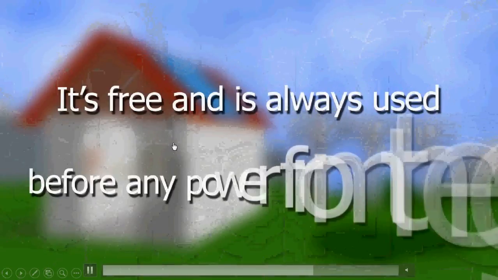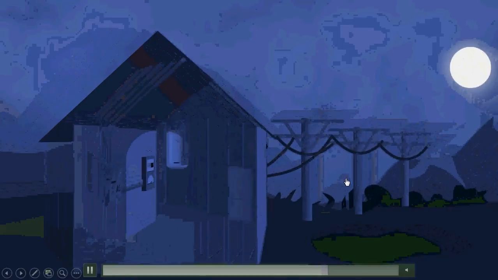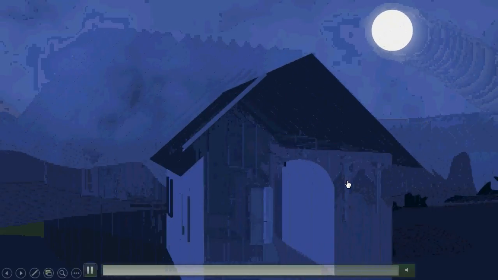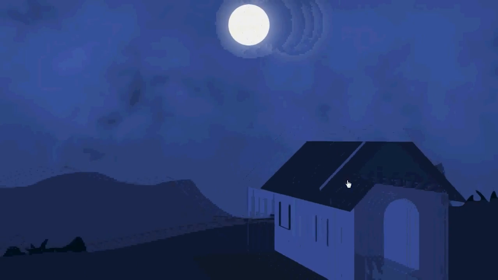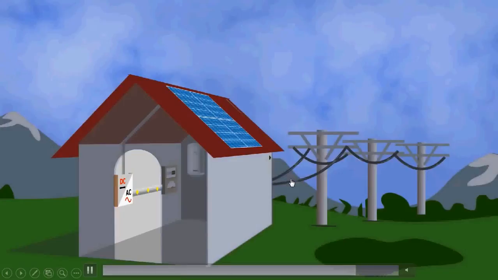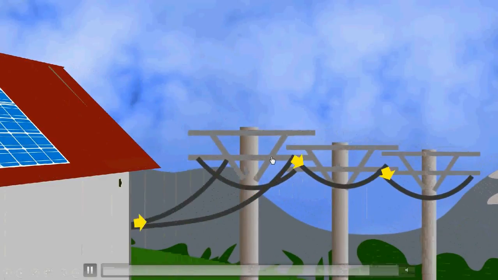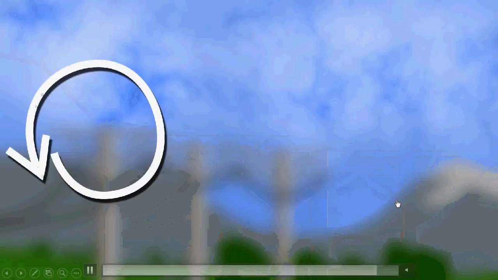Now, what is the importance? It is free and is always used before any power from the grid. At night, what happens? You don't have solar energy to produce power. In that case, we take energy from the grid to fulfill our needs, and in the daytime we feed the energy into the grid.